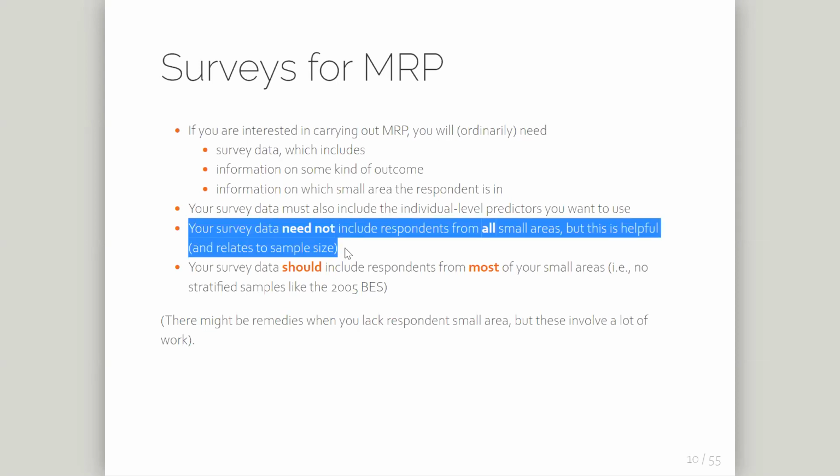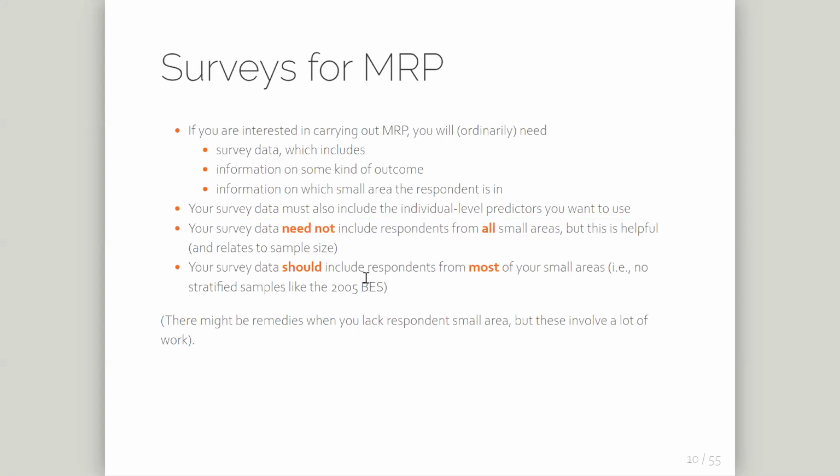You don't need respondents from all the areas that you're going to make predictions for. So one problem in lots of MRP applications is it's really hard to get respondents from small outlying areas. In the US, really hard to get respondents from Alaska. In the UK, very hard to get respondents from Shetland Islands or the Outer Hebrides. You don't have to have people from those areas in your MRP survey, but it will help if you do.